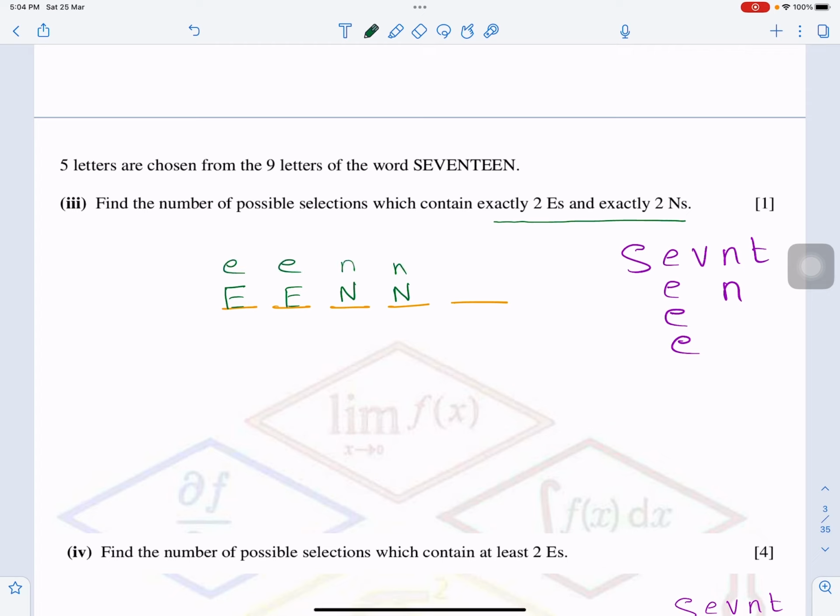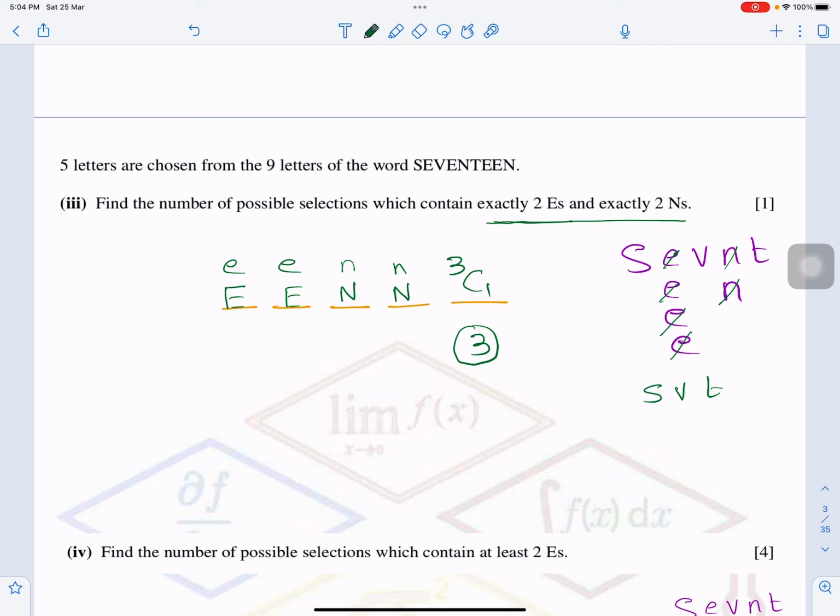Now it means 2 E's are gone and 2 N's are gone. Now what is left? You will forget these E's also, because I can take exactly 2 E's, not the other E's. So the remaining letters are S, V, and T. Out of these 3 letters, any one will come here. So 3C1 is 3. So your answer is 3.